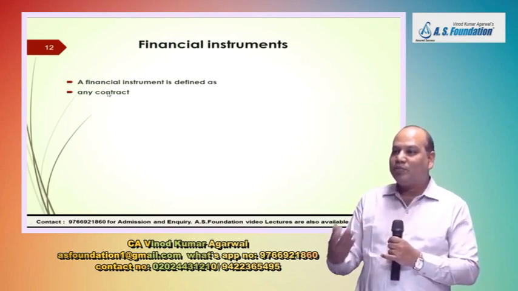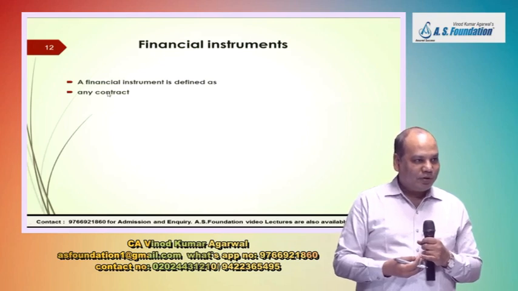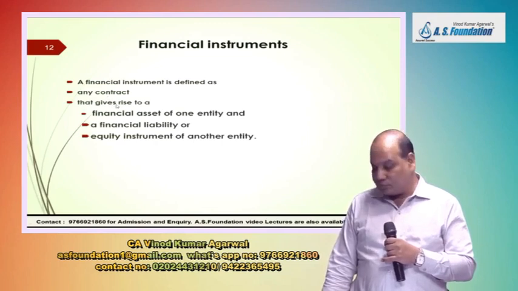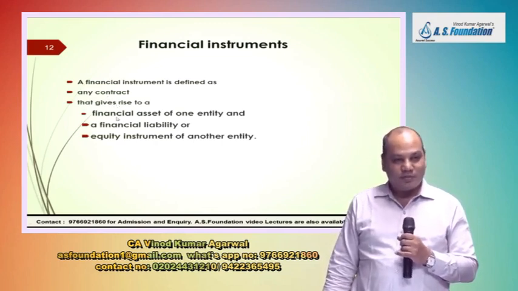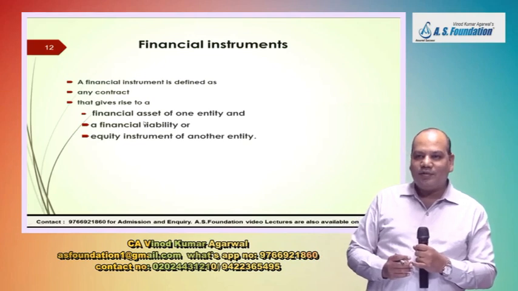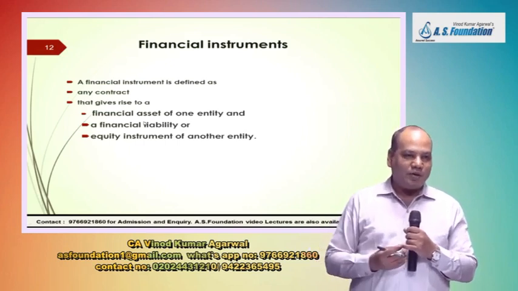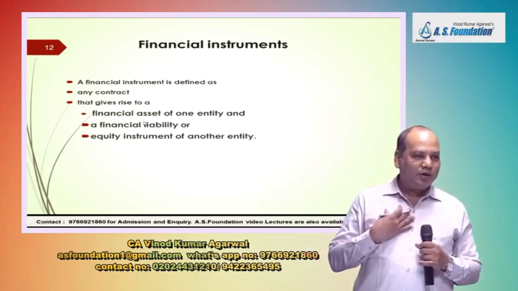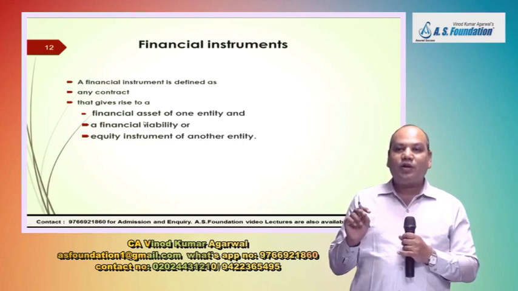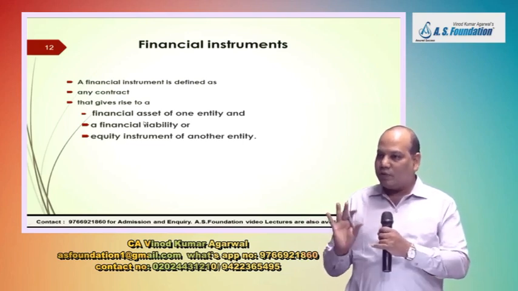No, because there is no contract between the entity and the government. It is my statutory obligation. Is it right? So it has to be a contractual obligation that gives rise to a financial asset to one enterprise, and at the same time, it should give rise to either a financial liability or an equity instrument of another enterprise. So for one party, it should be a financial asset, and for the other party, it should be either a financial liability or an equity instrument. If yes, it is a financial instrument.